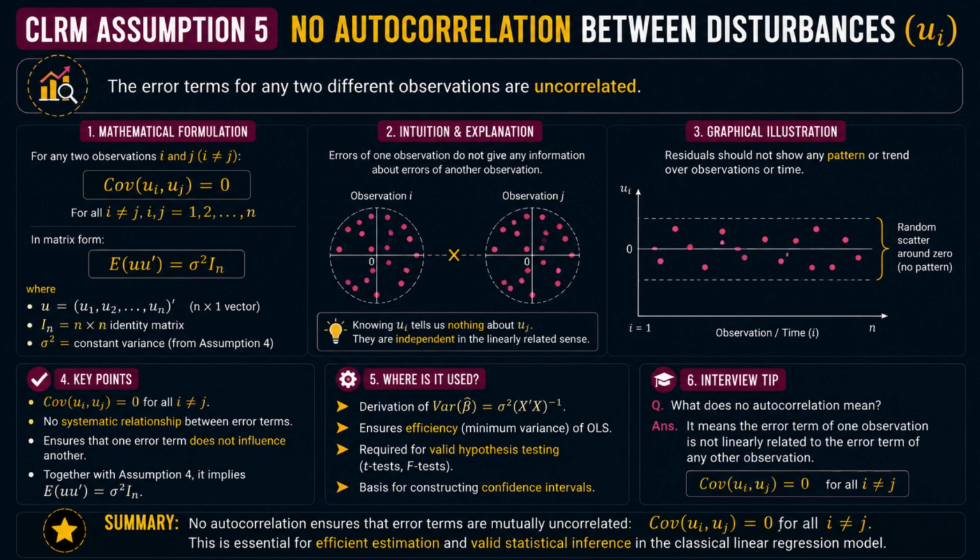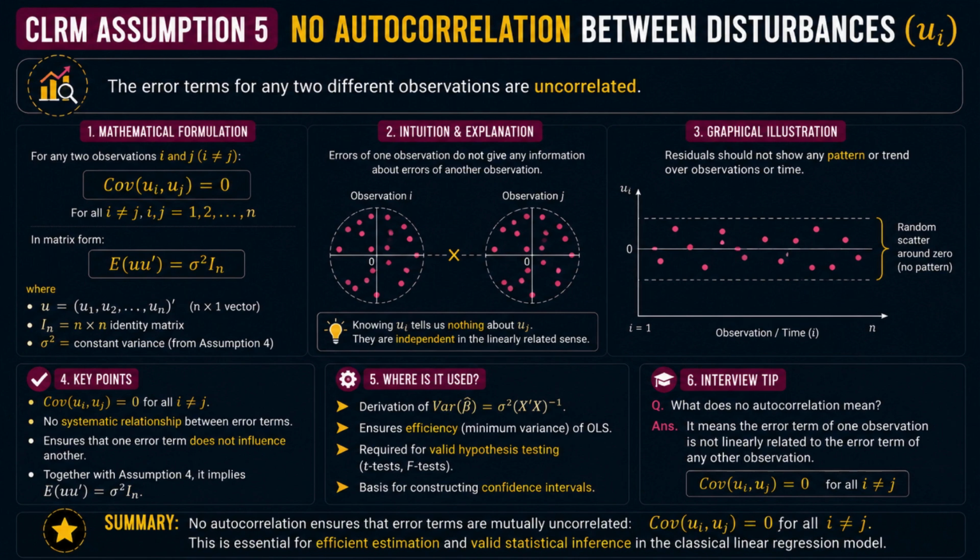Why is this important? Because constant variance makes OLS estimators efficient and ensures that standard errors, confidence intervals, and hypothesis tests remain valid. If this assumption is violated, the coefficients may still be unbiased, but the statistical tests can become unreliable. Now let's discuss the fifth assumption, which is no autocorrelation between disturbances. This assumption says that the error term of one observation should not be related to the error term of another observation. In other words, knowing the error in one observation should tell us nothing about the error in another observation.